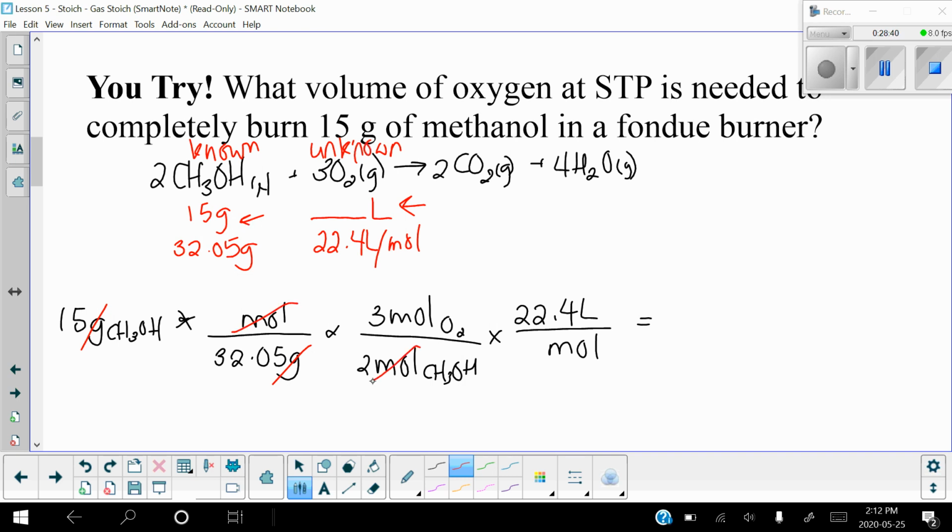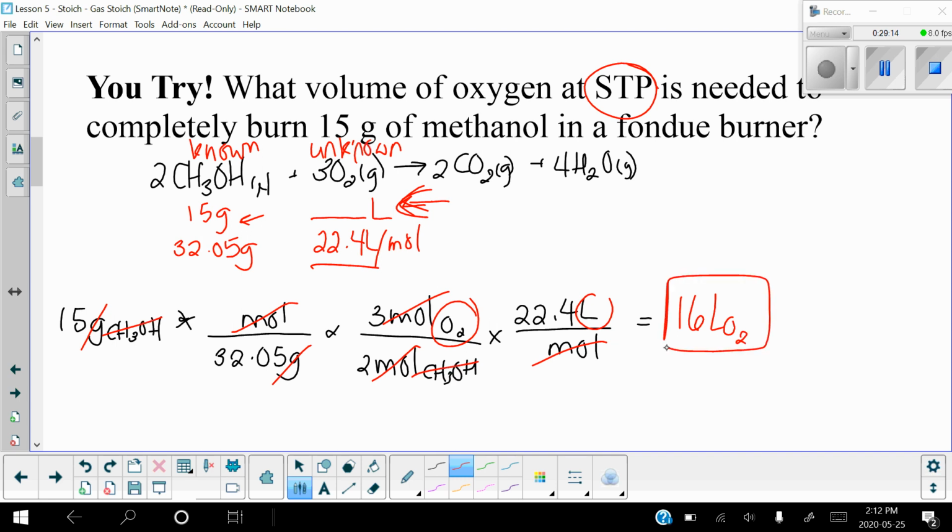My molar ratio then converted it into moles of oxygen gas. We are required to find liters. And so because it's a gas and we need to find volume, I need to use molar volume to help me calculate this out. So then I go ahead and multiply it by my molar volume, and it cancels my moles out, and I'm left with liters of oxygen. Again, what I need to look for. Once I calculate that out, I get an answer of 16 liters of oxygen. You may pause if you need extra time here.